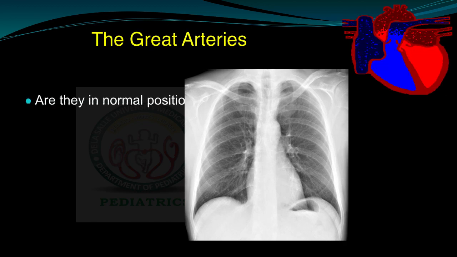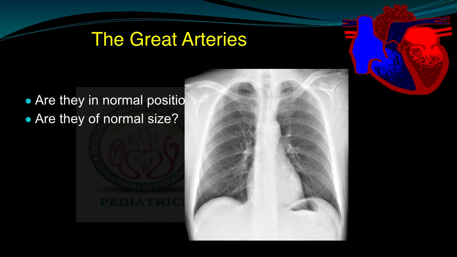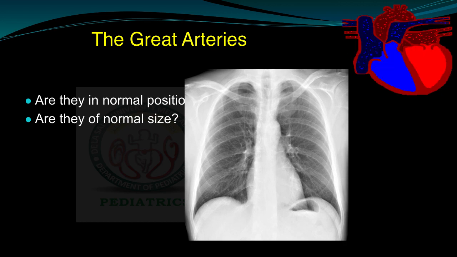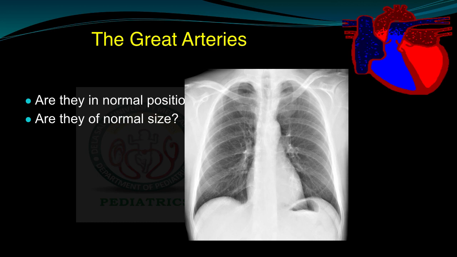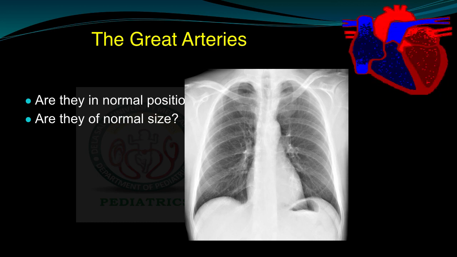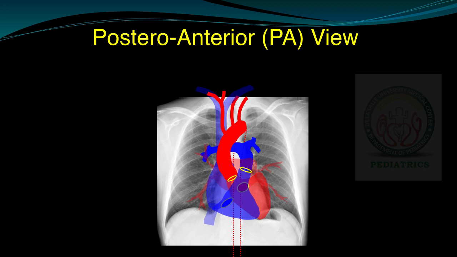Now let's go to the great arteries. It's very important that you evaluate the great arteries, which are your MPA segment and your aortic knob. The questions that you have to ask yourself when evaluating the great arteries are: are they in normal position? Normally, the aortic knob is always on the left, and the MPA segment is just below the aortic knob. Are they of normal size? Okay, the next slide shows you a normal aorta, which is on the left-sided uppermost in location.